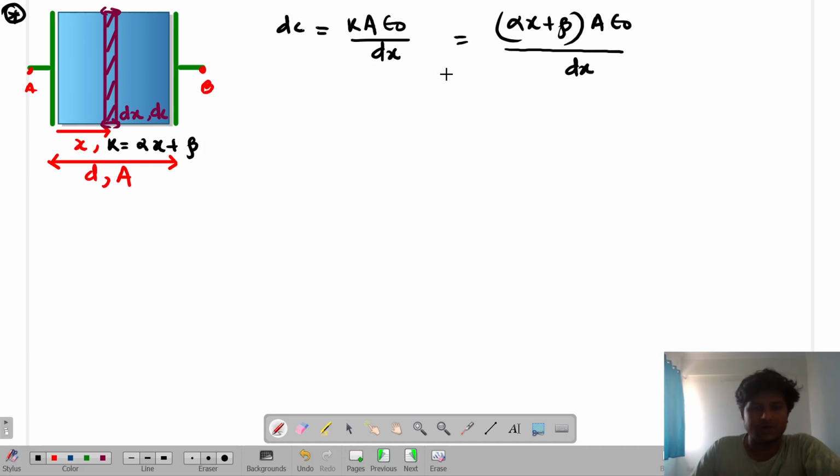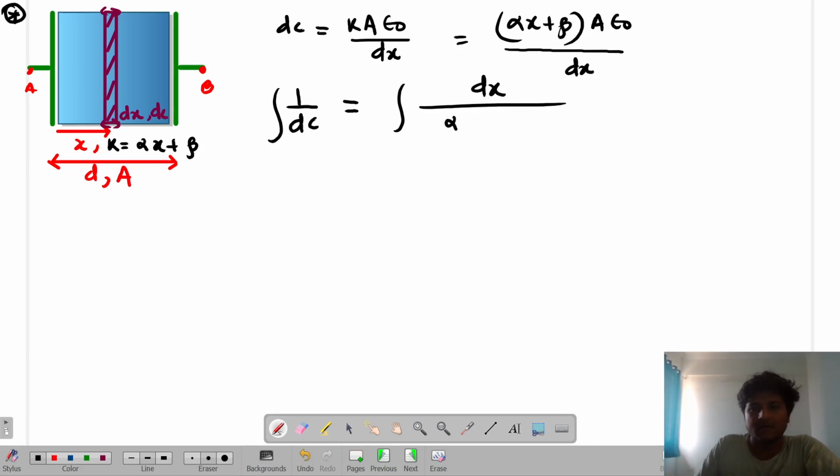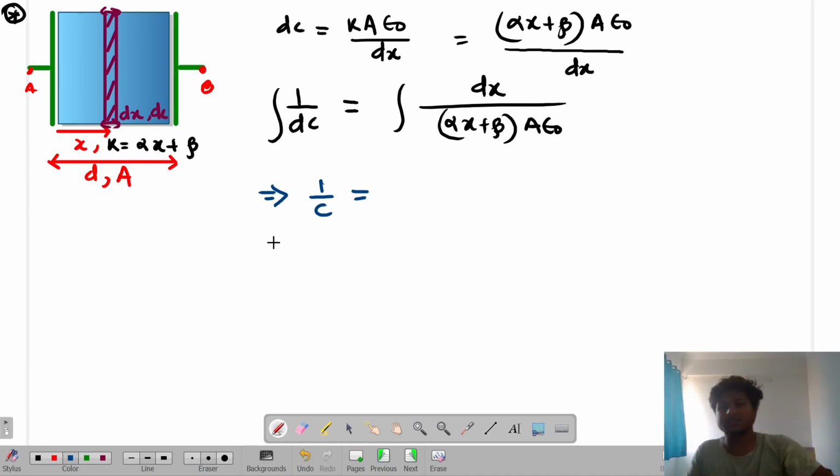Now this is some kind of unorthodox integration, isn't it? So there is a process to do it. We can write it as 1 by dC, and that will change to the integral of dx by (alpha x plus beta) A epsilon naught. Is that clear or not? And the integral of 1 by dC can be written as 1 by C, yes, because dC is just C. Got it or not? So that's why I can do it this way, but it's not accurate, it's not correct actually.